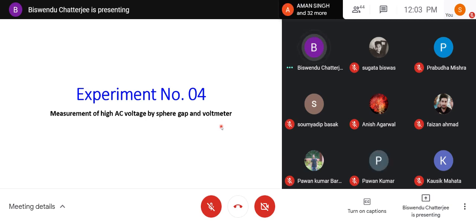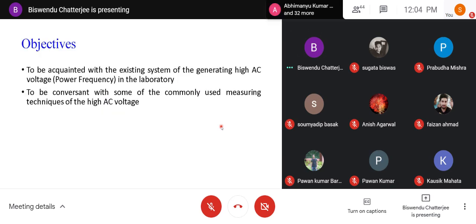Now let us see what are the objectives. To be acquainted with the existing system of generating high AC voltage in the laboratory, what is there in our laboratory, and next to be conversant with some of the commonly used measuring techniques of high AC voltage, that is the sphere gap and the voltmeter. So two measurement units and one generating unit.